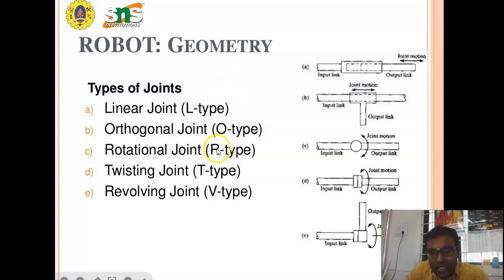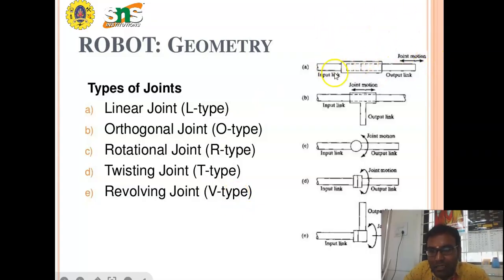There are about 5 different types of joints: linear joint, orthogonal joint, rotational joint, twisting joint, and revolving joint. Another name for the linear joint is L type. The orthogonal joint is O type, the rotational joint is R type, the twisting joint is T type, and the revolving joint is V type.